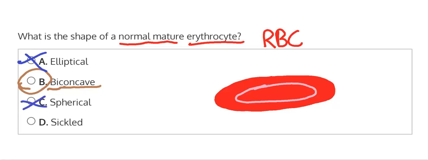And then sickled, again, if it has a strange shape and it's hard to move, like in sickle cell anemia, that would be sickled. Not what this question's asking. So option B, biconcave, would be the correct answer.